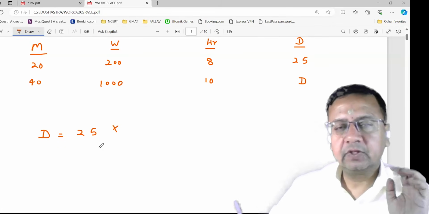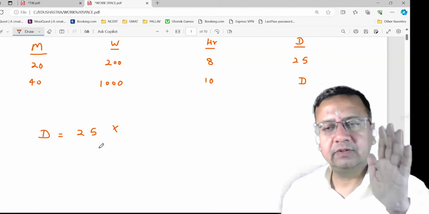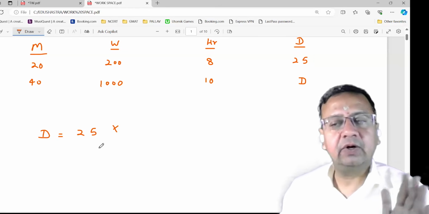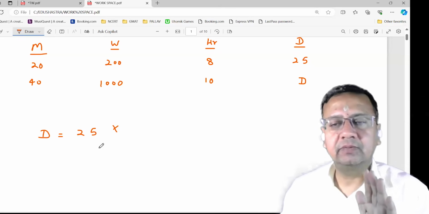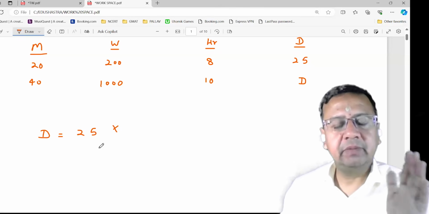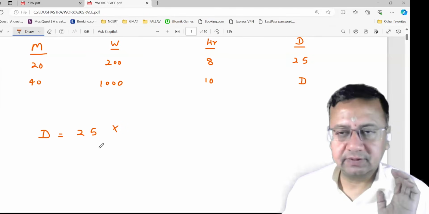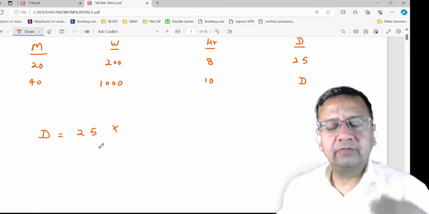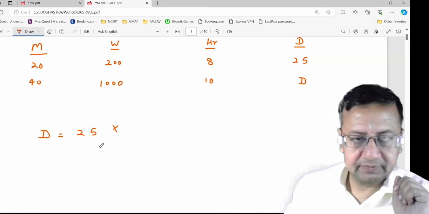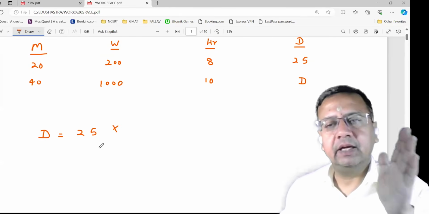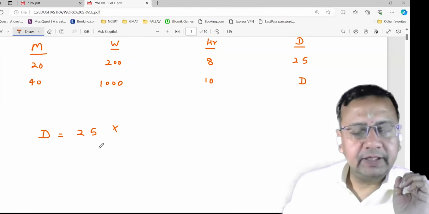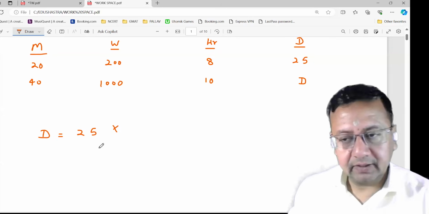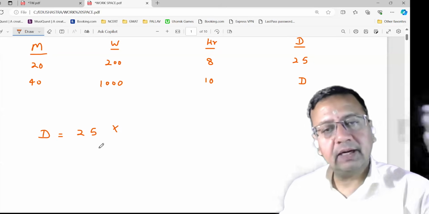So what to do? There are four columns: man, work, hours, and days. And days is the unknown. So just compare every column with the unknown column, which is days. So days and man, days and work, days and hours. How? If 20 persons are finishing a work in 25 days, I'm comparing men and days. If 20 men are finishing a work in 25 days, will 40 men take more days or fewer days?